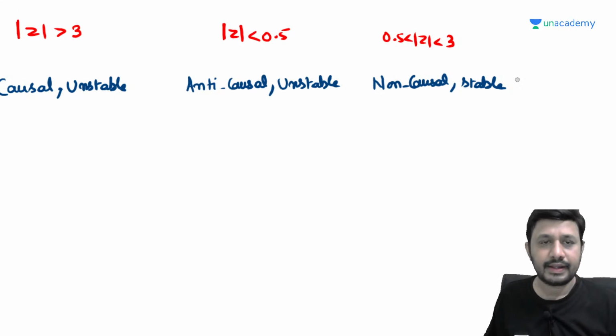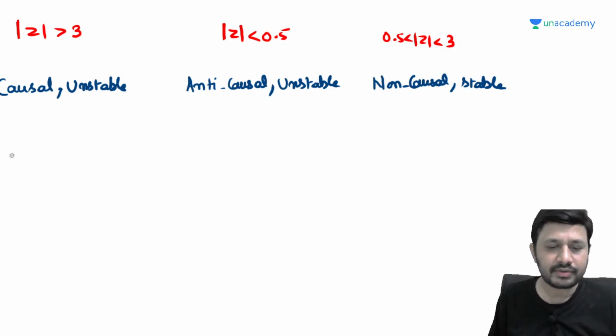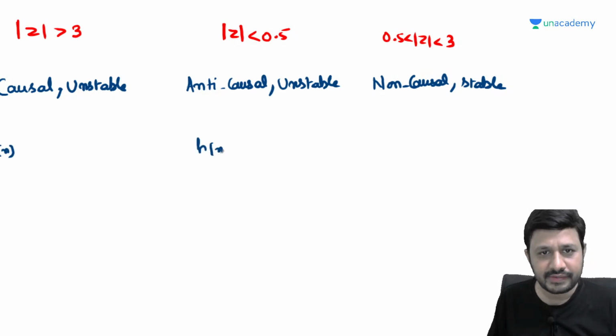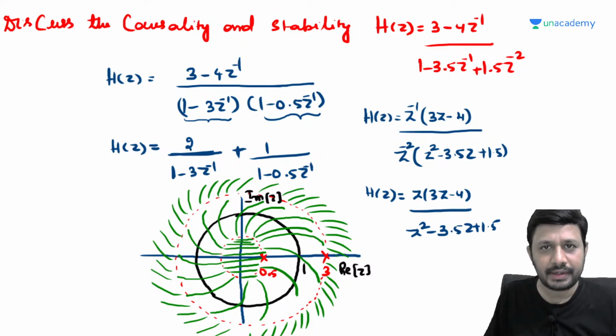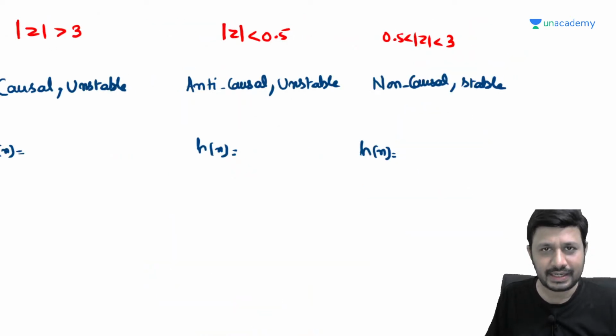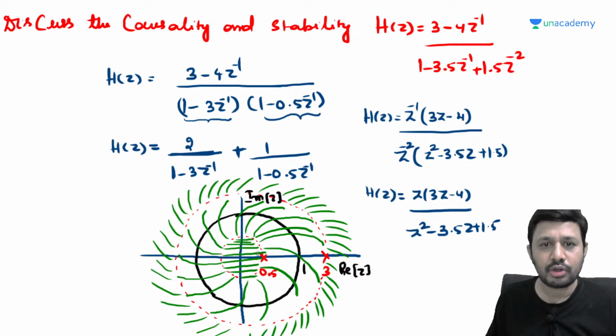After this, let's find the impulse response corresponding to each case. What could be the impulse response corresponding to the first case? See, in the first case, mod z greater than 3. Mod z greater than 3 means both poles, the pole at 0.5 and the pole at 3, are on the inside. So write the outside equivalents and take the inverse transform. 2 by 1 minus 3z inverse.